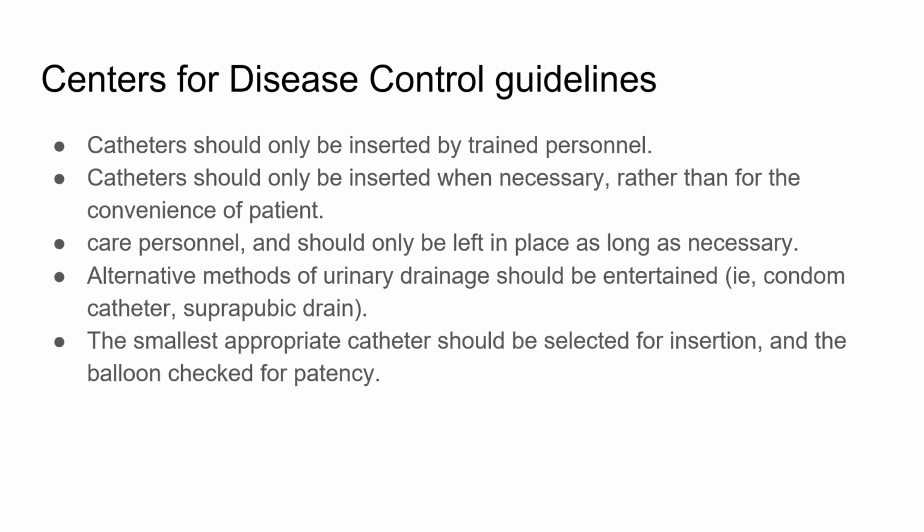Similarly, for adult females also we have identified 16 to 18 French, that is the medium catheter should be used for adult males and adult females. So this should be kept in mind. The size of the catheter should be appropriately used and all the procedures have to be done accordingly, as we have discussed.